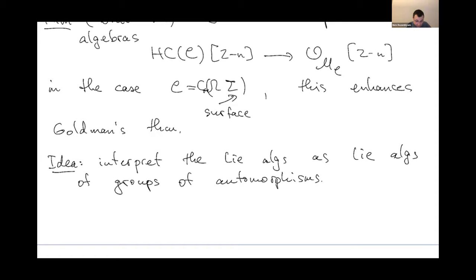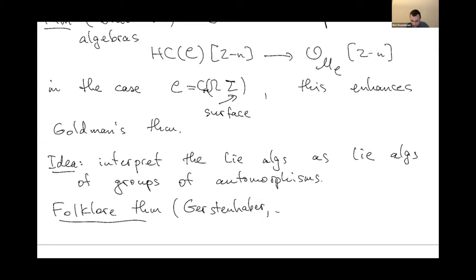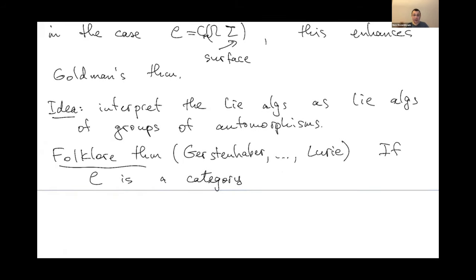So maybe let me state a folklore theorem first. This goes back to Gerstenhaber's original work on deformations of algebras, and the most precise version of this was formulated by Lurie. It says that if C is a category, again in this linear sense, then the Lie algebra of automorphisms of the category is identified with Hochschild cohomology shifted by one. This is going to be the base. We're going to bootstrap from this statement.